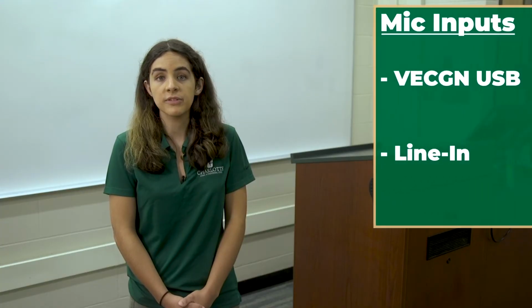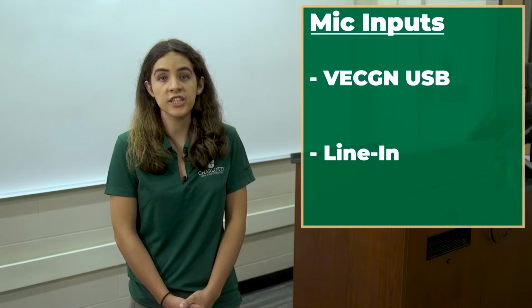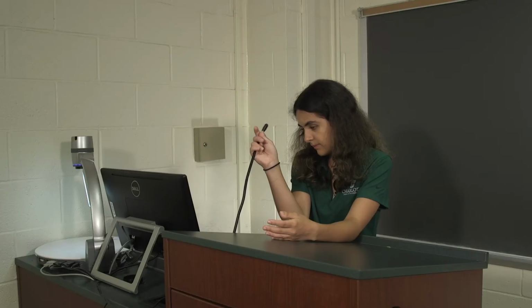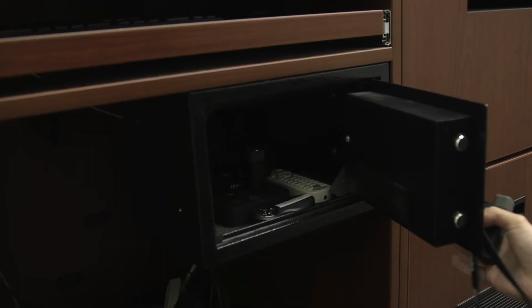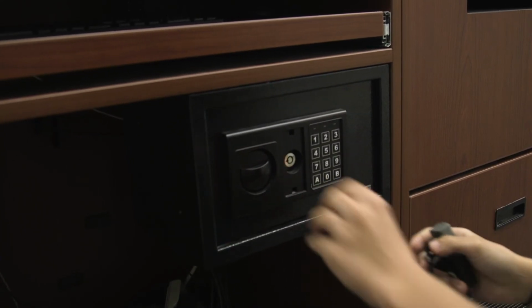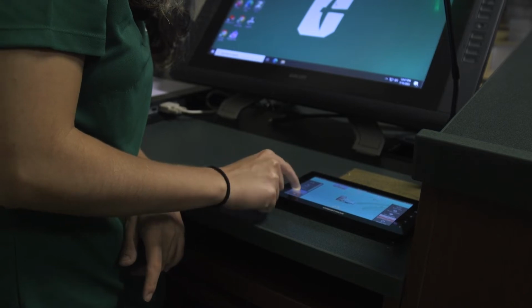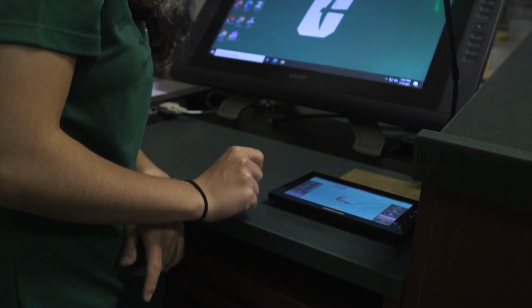For analog rooms, the mic input should be VEC, GN, USB. In digital rooms, the mic input should be line in. Line in refers to wireless mics and the black podium mic. Some digital rooms do not have wireless mics, but the podium mic is configured as a line in mic. For digital rooms using line in, you must also turn on the mic from the touch panel.